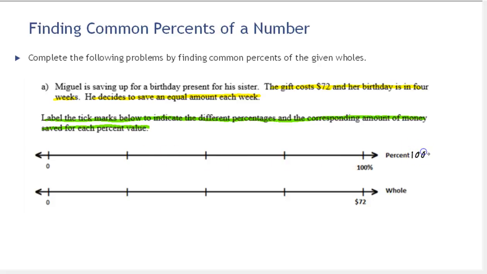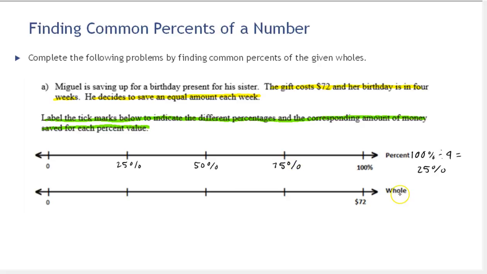If we divide 100% into 4 equal pieces, each piece has size 25%. So this is 0%, this will be 25%, 25% more is 50%, 25% more than that is 75%.